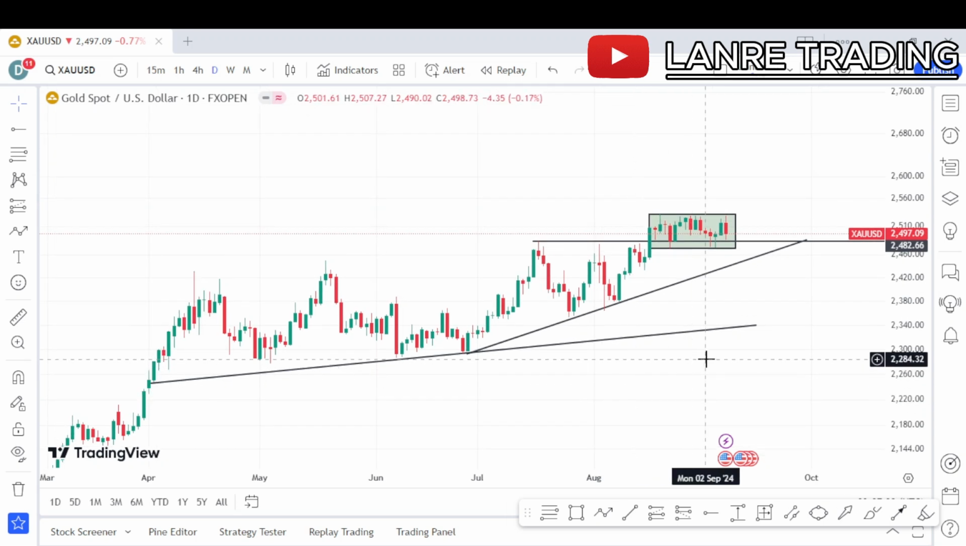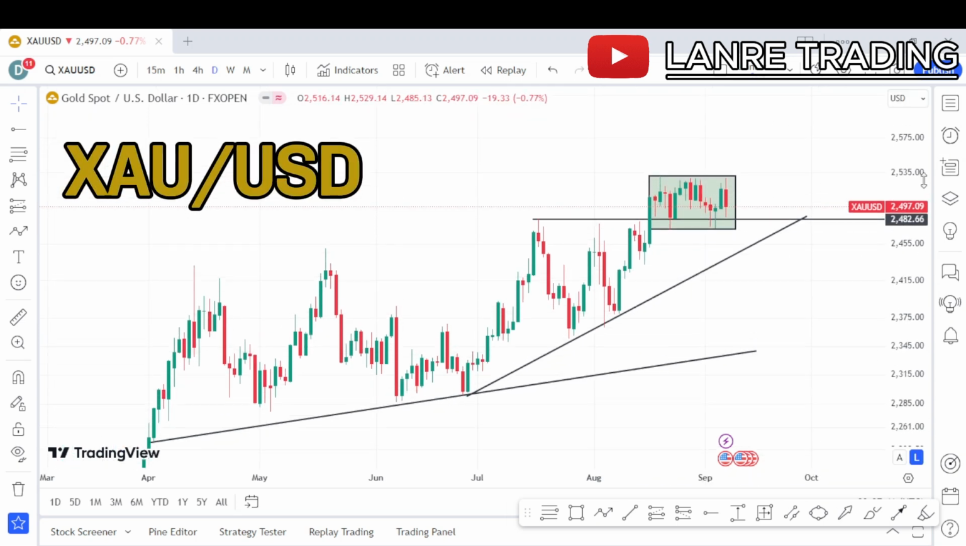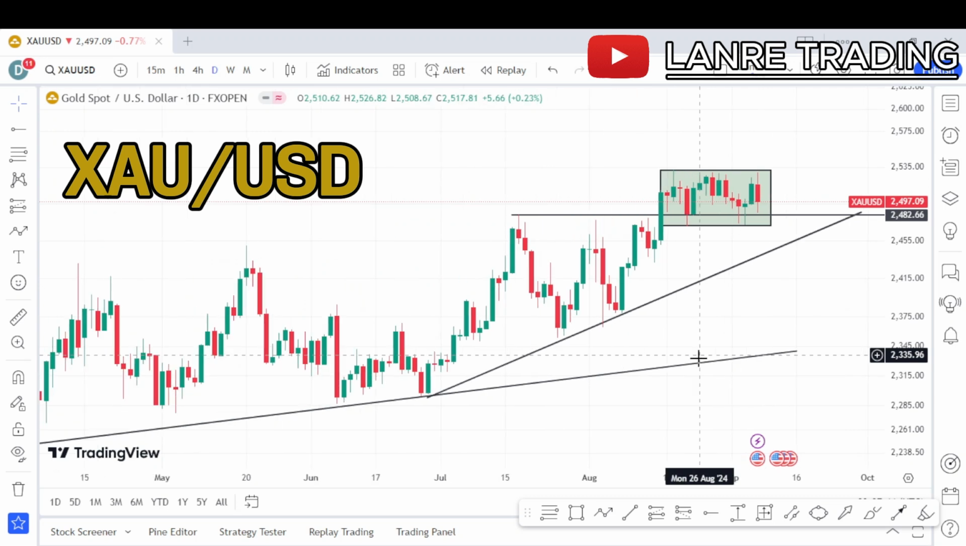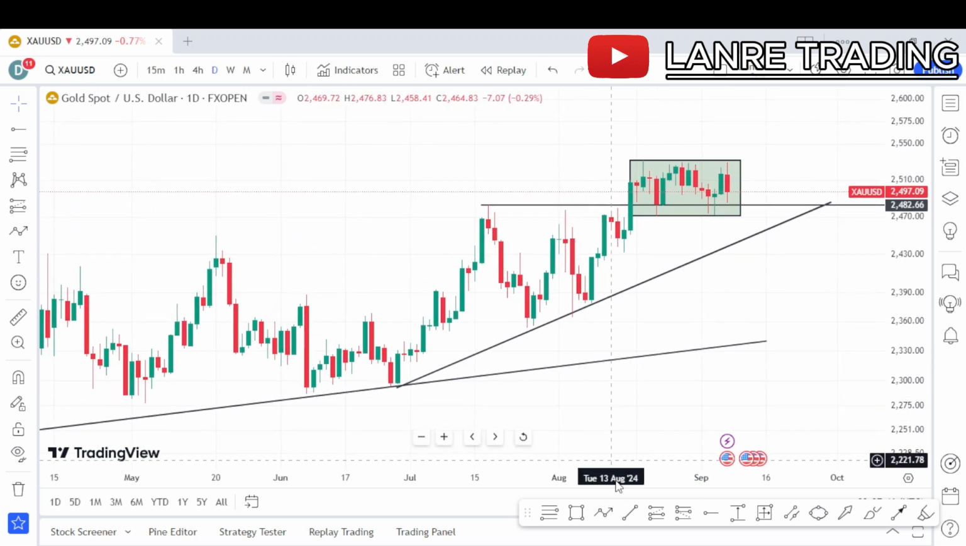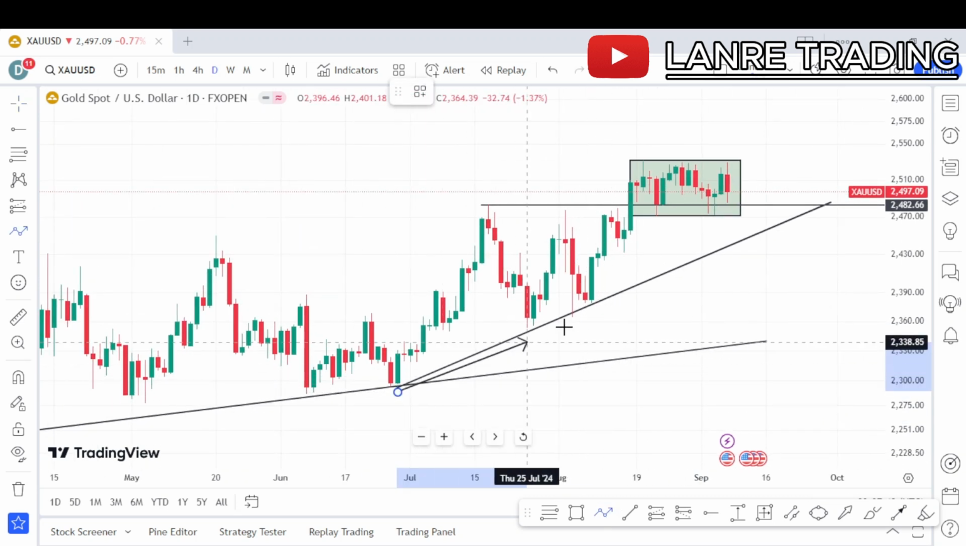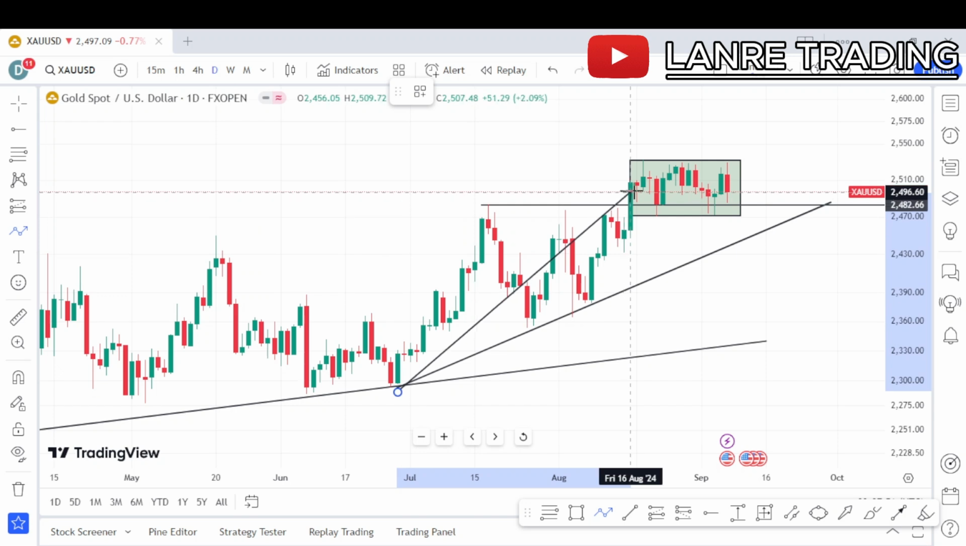And currently, I'm on Gold Spot USD, and what's currently happening on Gold Spot USD is pretty simple and straightforward. As I explained last week, after a decent bullish move, we go into a range, and currently we are in a range phase.